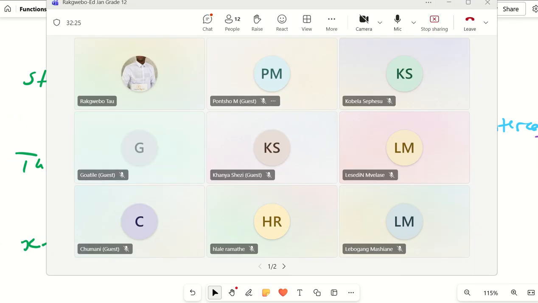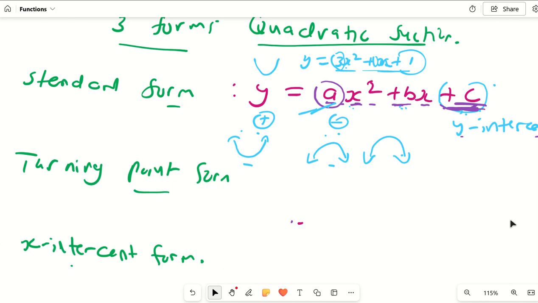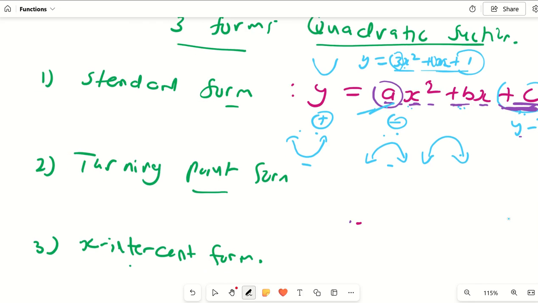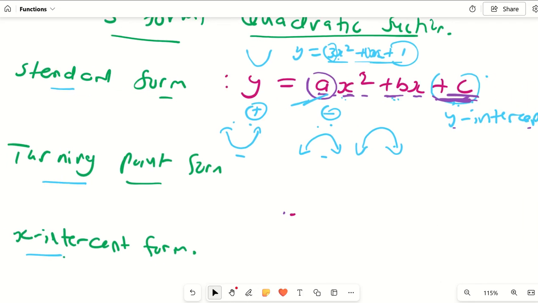Proper stuff. Remember, what are we doing? We are looking at the three different forms of the quadratic function. As mentioned, we've got the standard form, the turning point form, and the x-intercept form. So far we've covered the standard form, and we said that we get 2 bits of information from the standard form. That is the y-cut or the y-intercept and the shape of the function. So that's what we get at the outset.